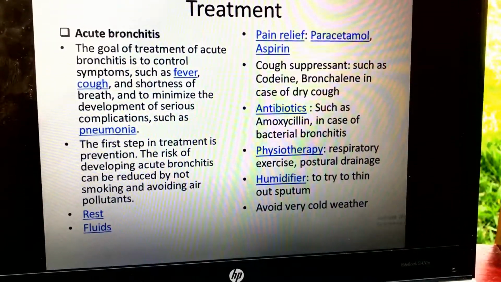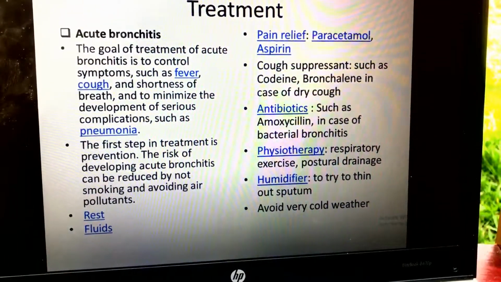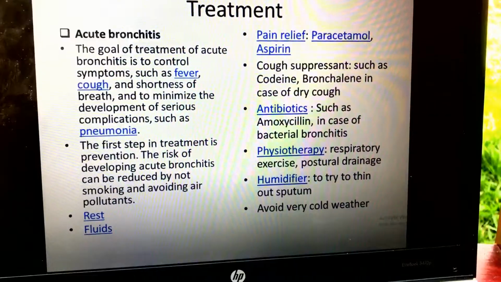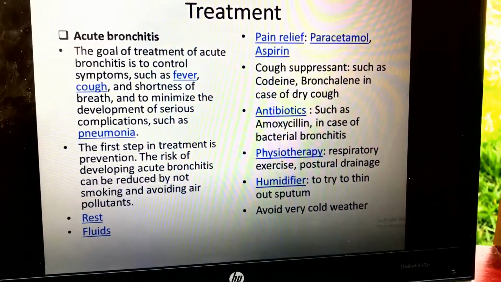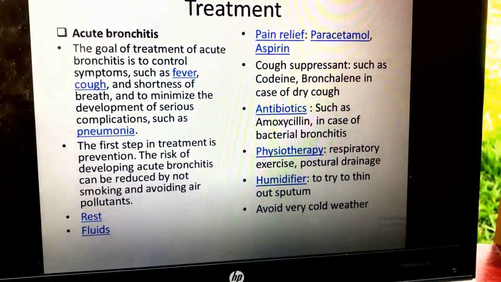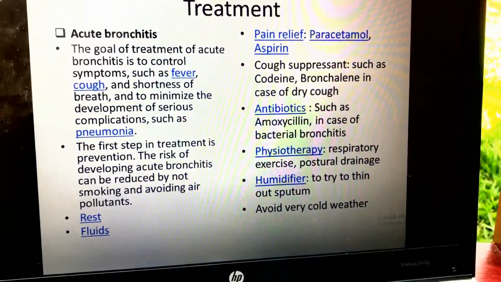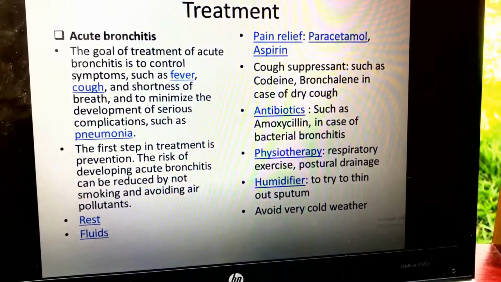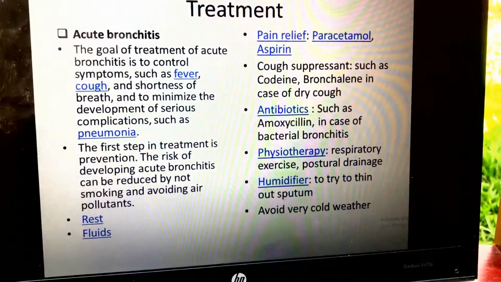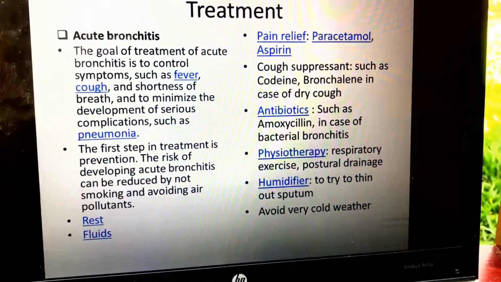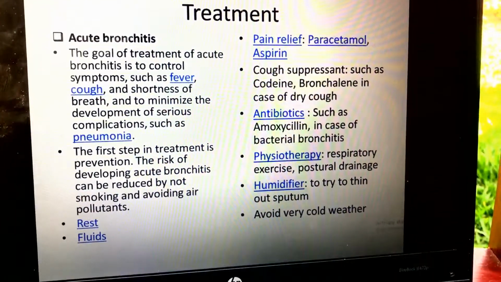How do we prevent bronchitis? We have seen that the major factor that contributes to acute bronchitis is smoking. The risk of developing acute bronchitis can be reduced by not smoking and avoiding air pollutants. In the treatment also, we have to have rest and take fluids.